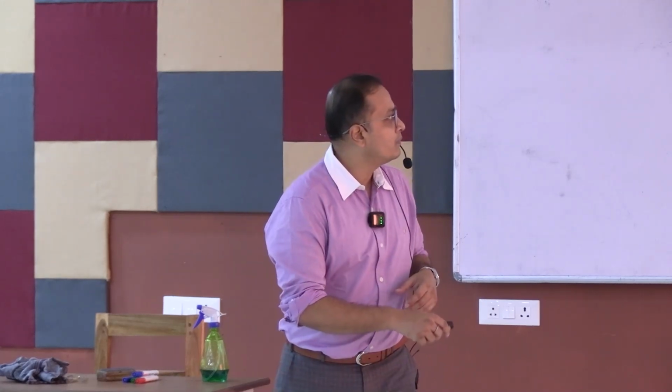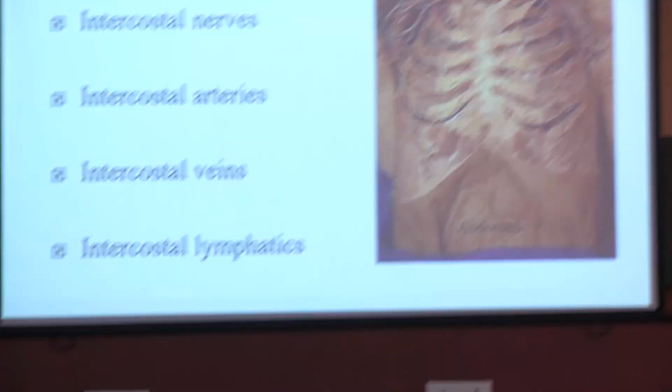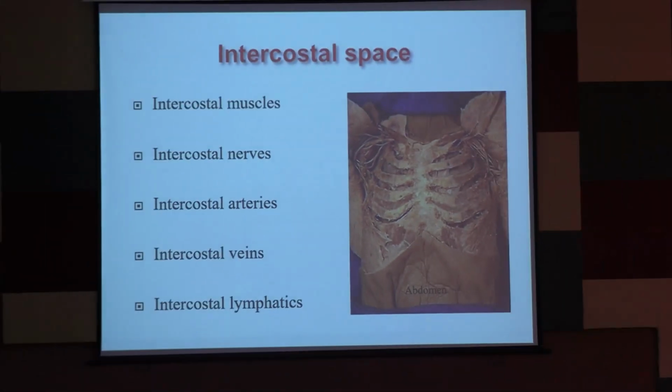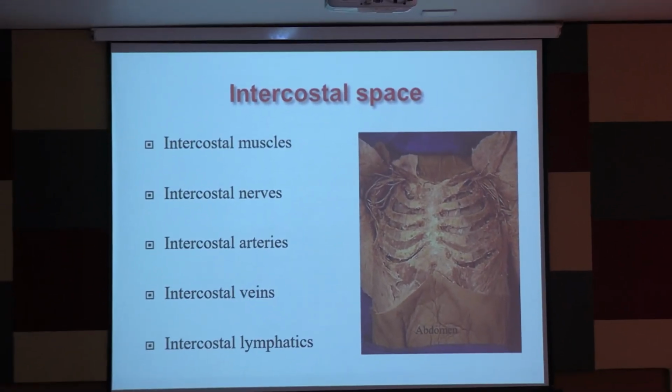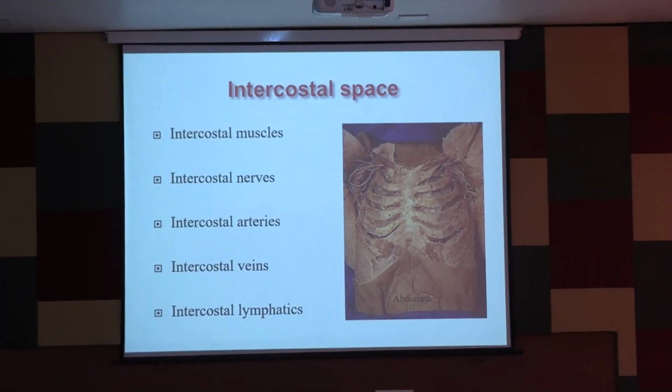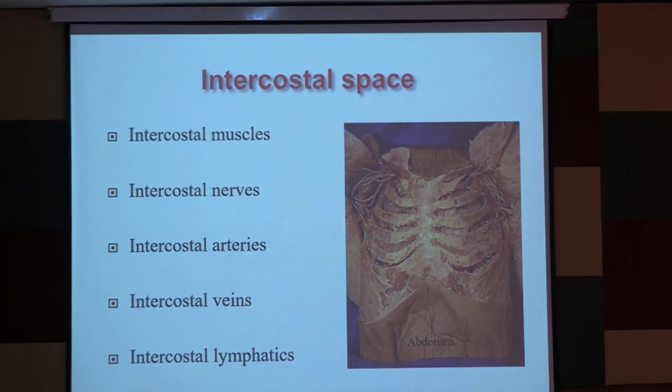This is what we call the intercostal space. Now what do you mean by the intercostal space? Intercostal space is the space lying between the costae or ribs. So the space between the ribs we call the intercostal space. Now how many ribs do we have? 12 pairs. Now how many intercostal spaces will be there?